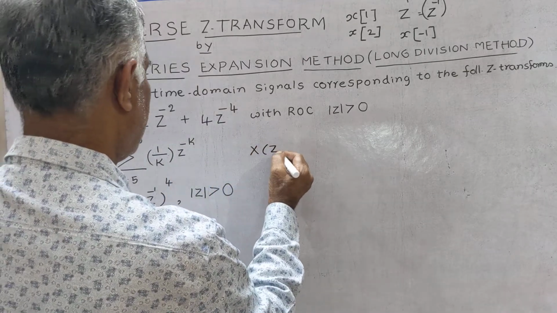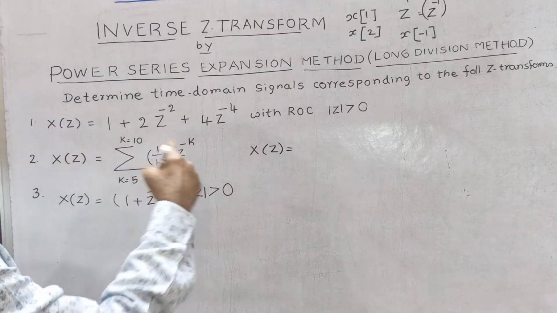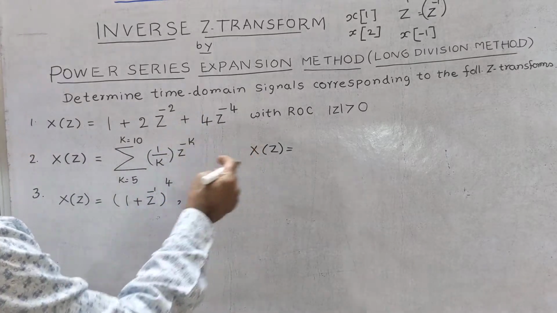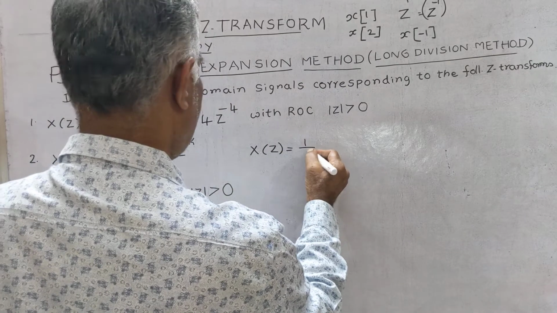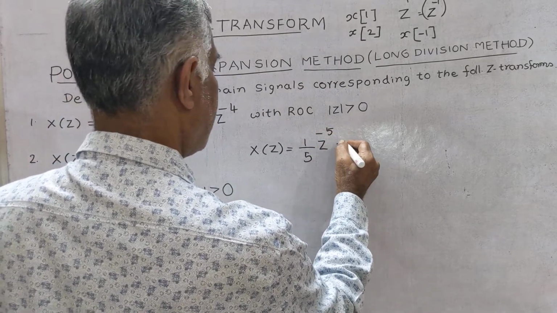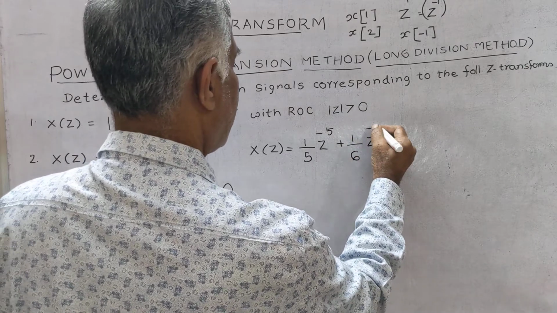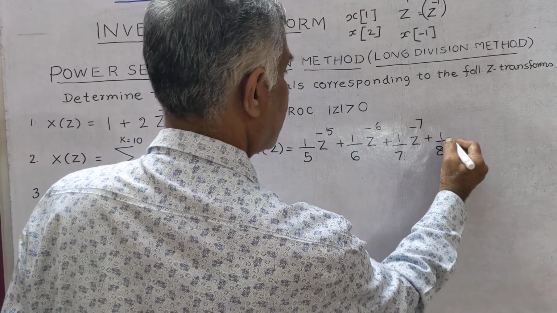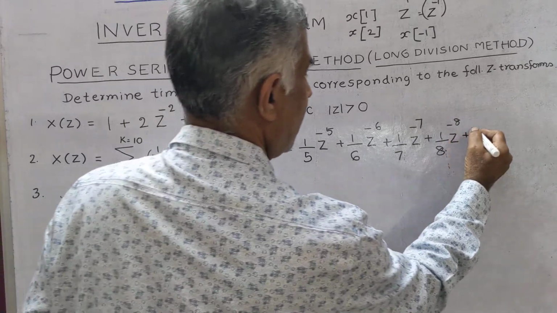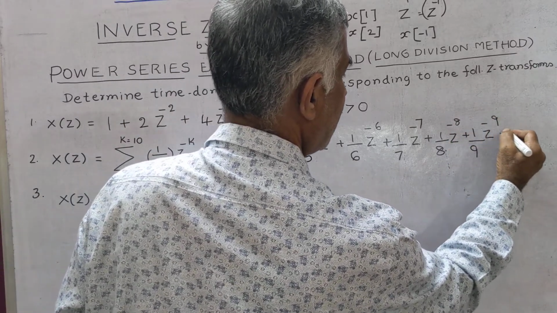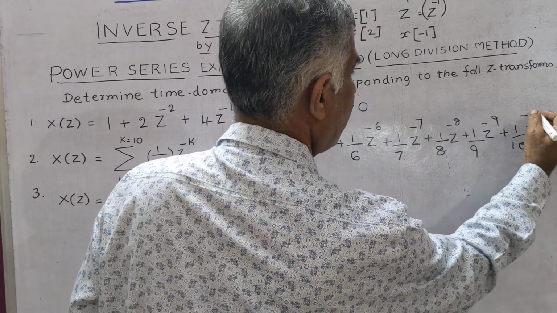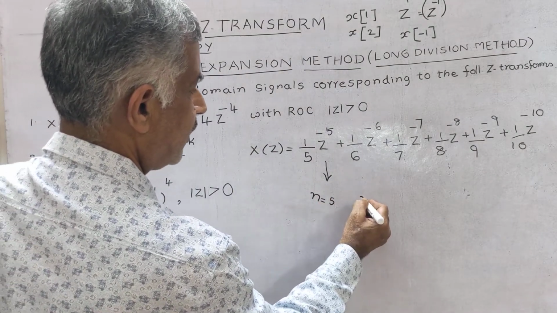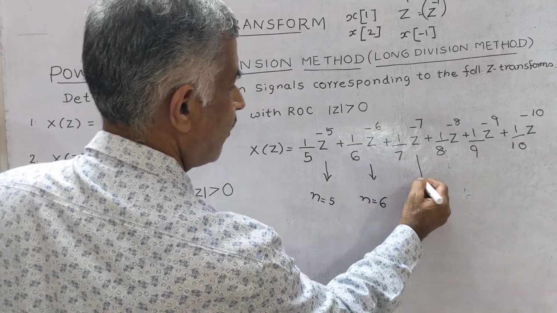Now, X of z equal to, from 5 to 10, so mod z greater than 0. Here also for this problem, mod z greater than 0, that is right sided sequence. First 1 by 5 z to the power of minus 5 plus 1 by 6 z to the power of minus 6 plus 1 by 7 z to the power of minus 7, 1 by 8 z to the power of minus 8, 1 by 9 z to the power of minus 9 plus 1 by 10 z to the power of minus 10.